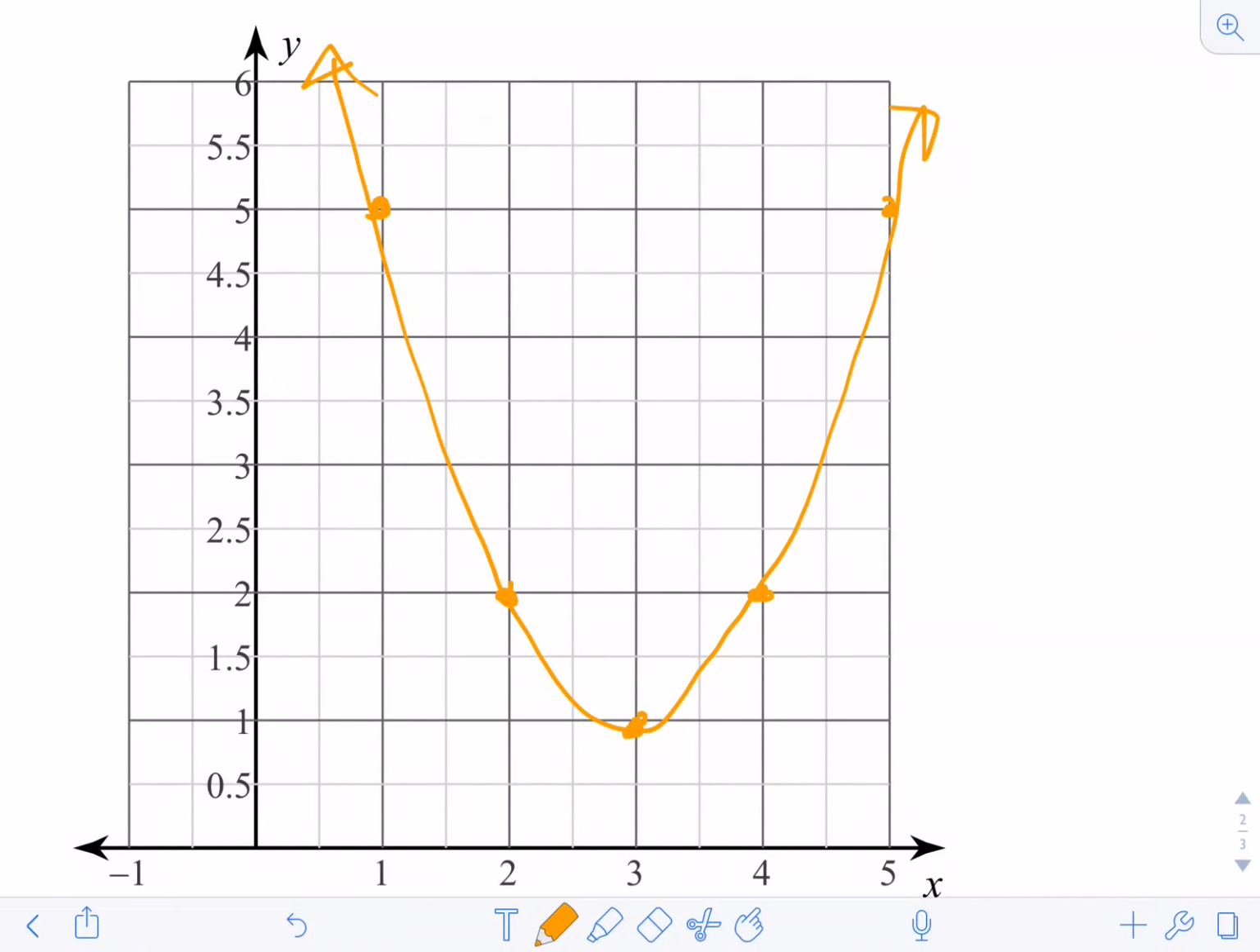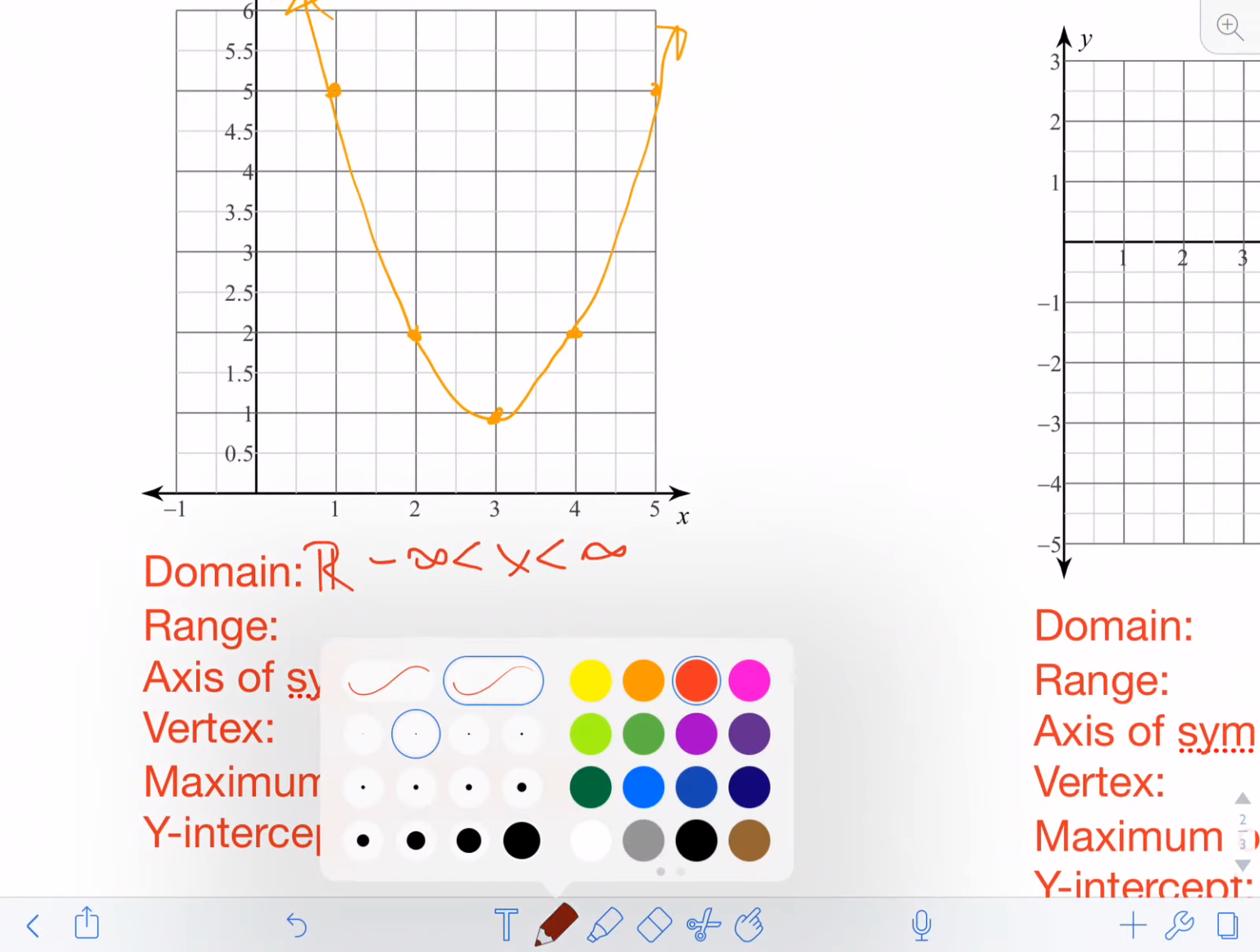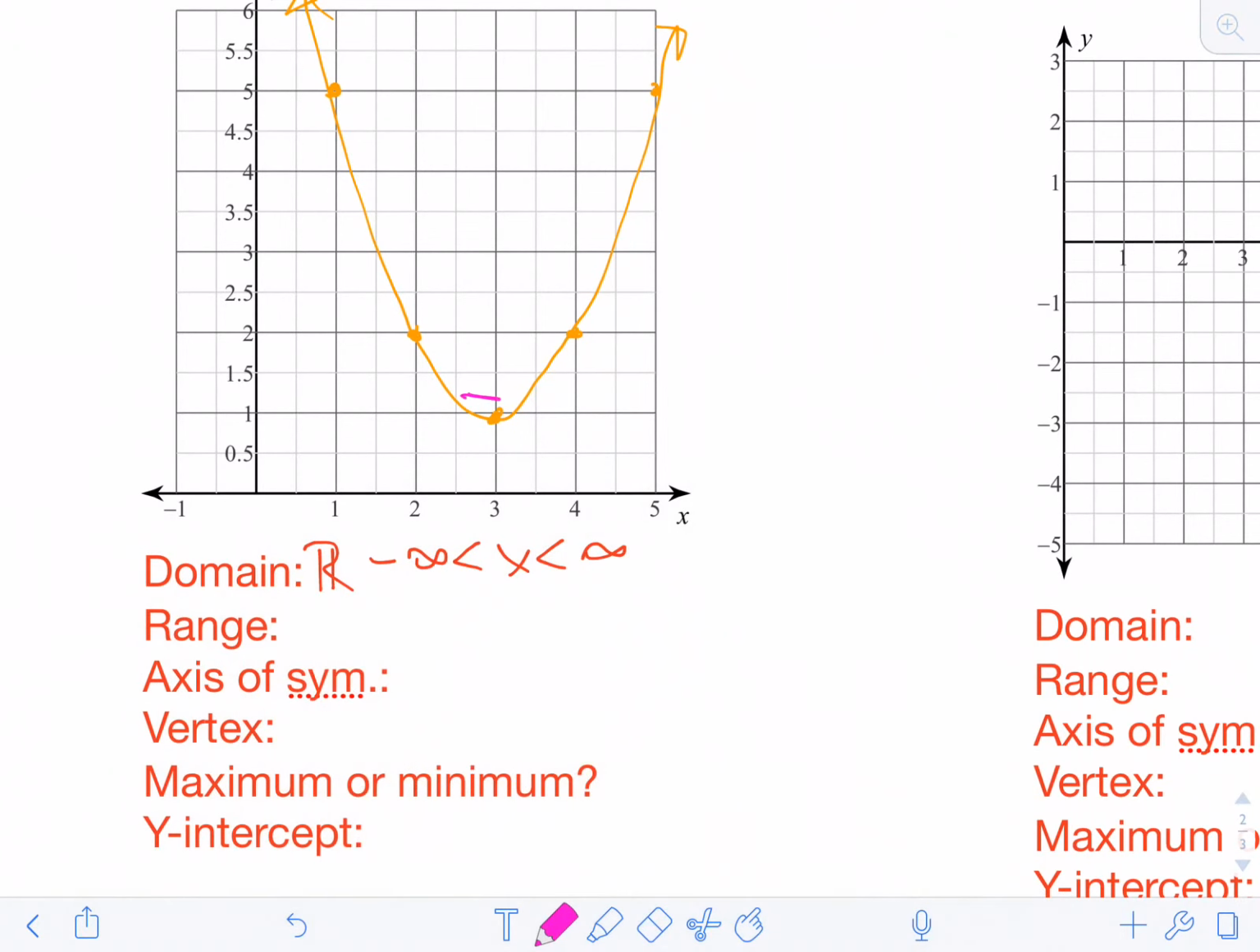And then we're going to answer the same question. So first one is your domain. And domain is about all your x values. So looking at this, those arrows tell me they keep going in both directions. So I can do either all real numbers, or you can write it as negative infinity less than x less than positive infinity. My range starts from my lowest y value all the way up. So since I'm going up, those y values are going to be greater than or equal to where I started, which is at 1.